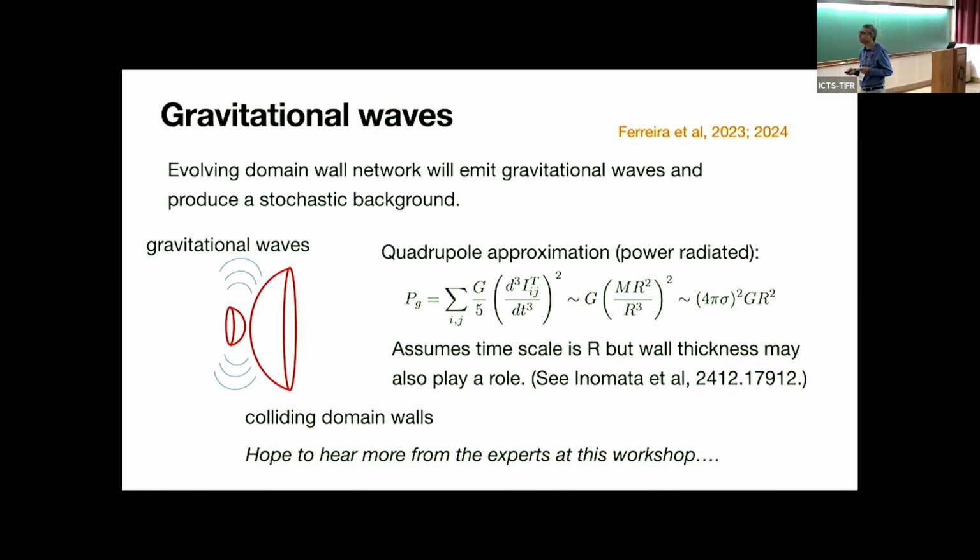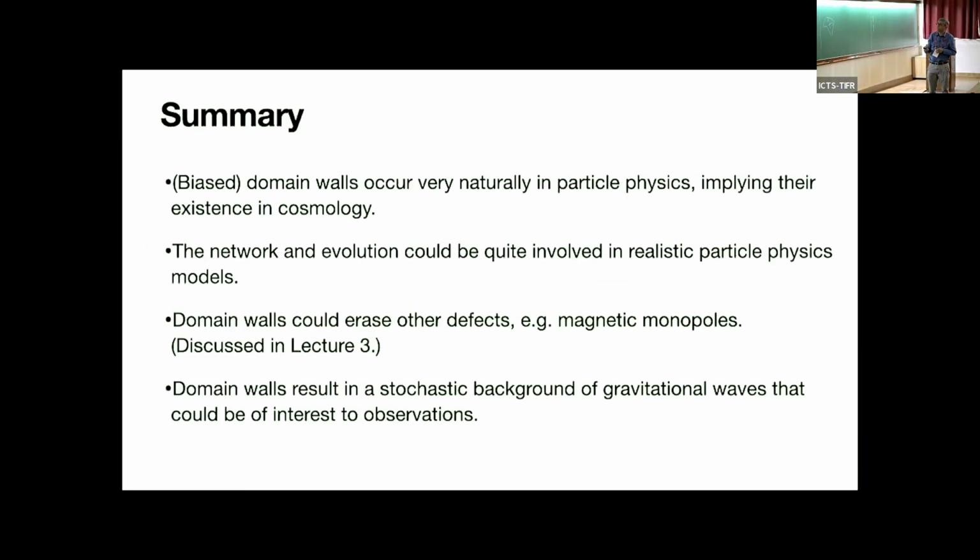Anyway, I hope to hear more from the experts at this workshop. I know there have been field theory simulations of these domain wall networks, so it'll be interesting to hear what they get. But let me close by once again emphasizing that biased domain walls occur very naturally in particle physics, and that would imply their existence in cosmology, even if it's for a finite duration. The evolution of the network is quite complicated because you might have junctions and all these complicated objects. Later on, I'll also discuss that domain walls could erase other defects, like magnetic monopoles, in lecture 3. And these domain walls will give a stochastic background of gravitational waves, which could be of interest to observations. So I'll close with that.